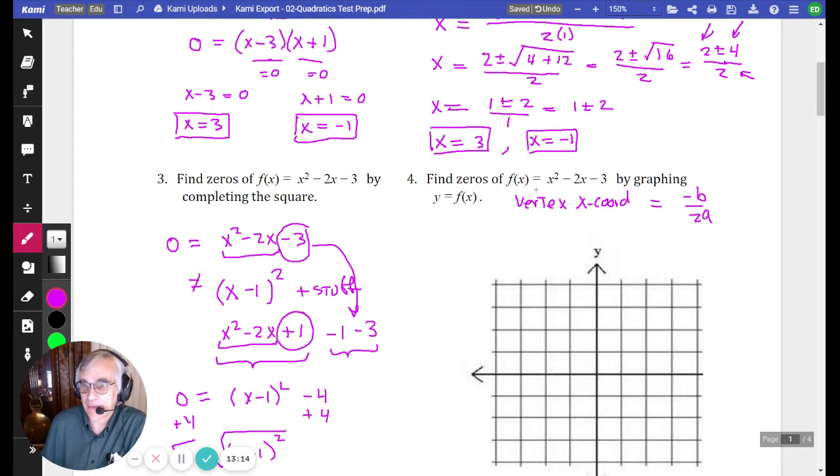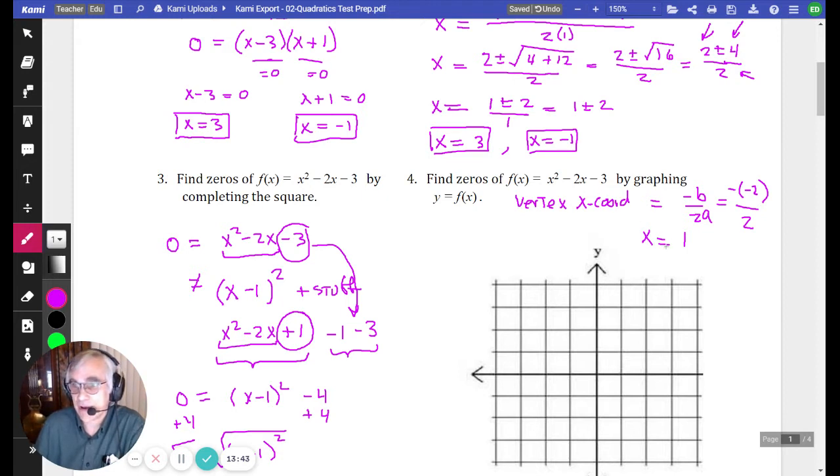And I can look at my standard form quadratic, and I know negative b is going to be 2. Well, negative 2, b is negative 2, all over 2a. A is 1, so this becomes 2. And so this is, in fact, the x coordinate of the vertex is 1. So we know something about the vertex location.